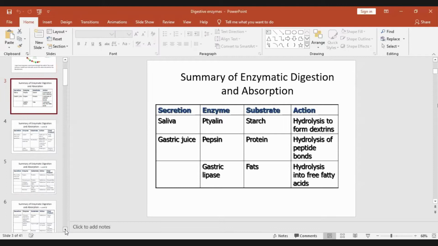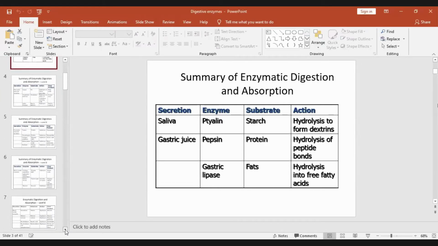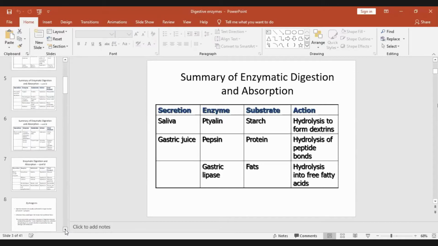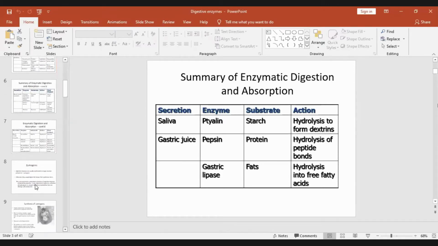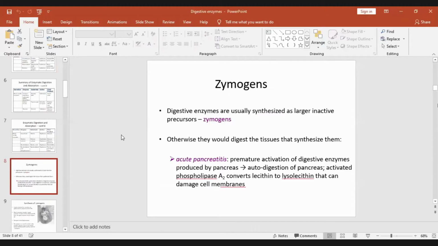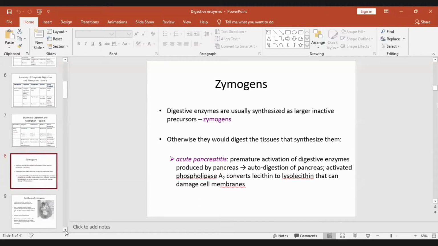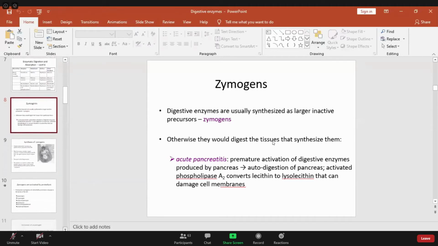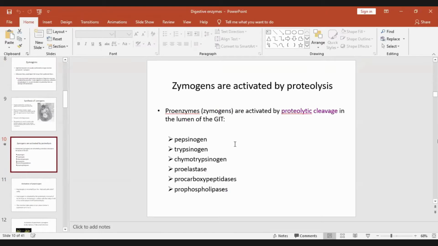Where they are secreted. These enzymes, I have already told, will be dealt with separately in the particular digestion of protein, carbohydrate, and lipids. Also we talked about the zymogens. Zymogen types of enzymes means proenzymes. So why are they synthesized as zymogens? Some zymogen enzymes are pepsinogen, trypsinogen, chymotrypsinogen, proelastase, prophospholipase. All these pro-type enzymes are zymogens, meaning they need to be activated when they are secreted at the particular sites.